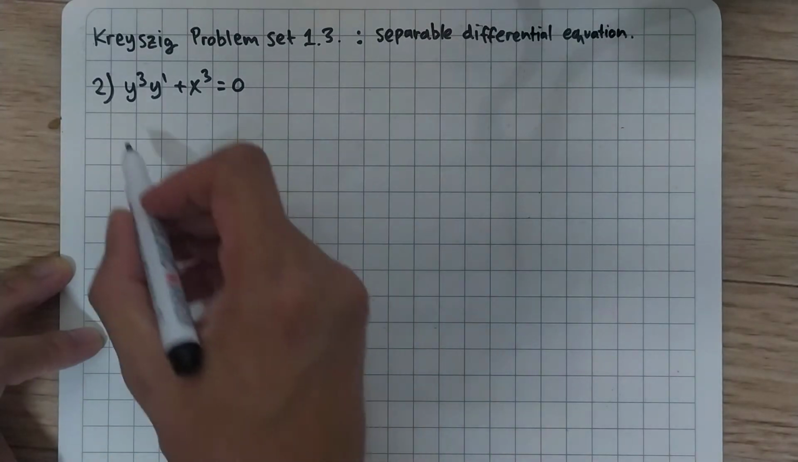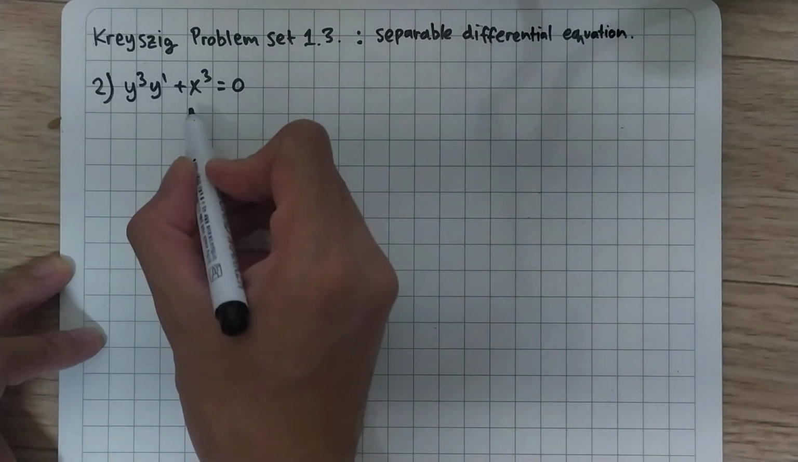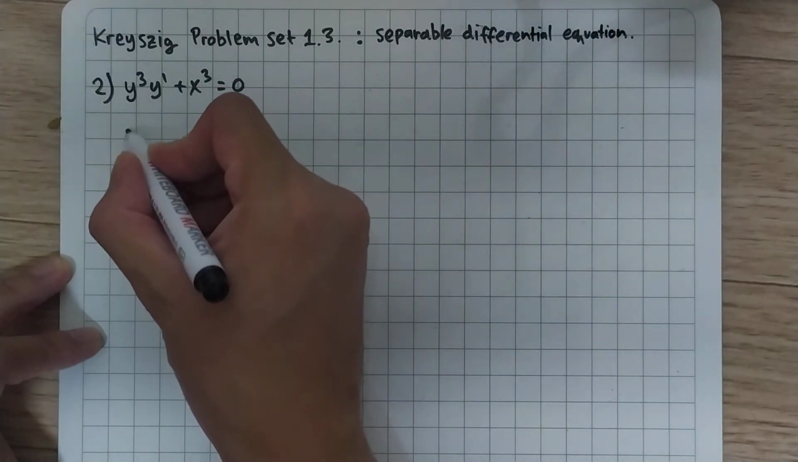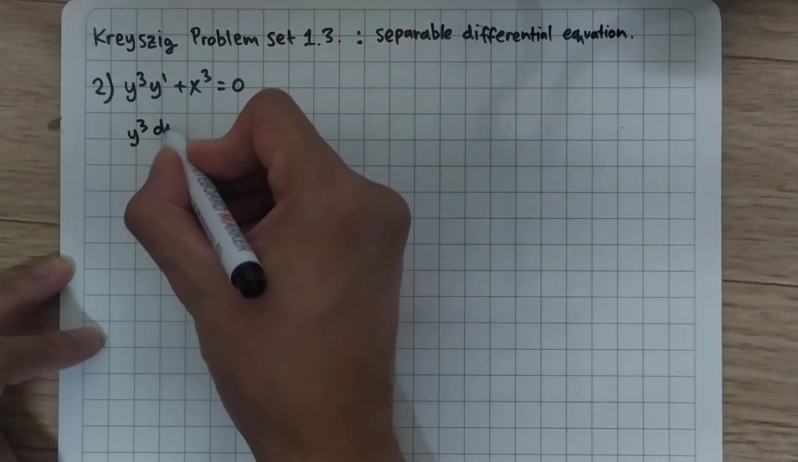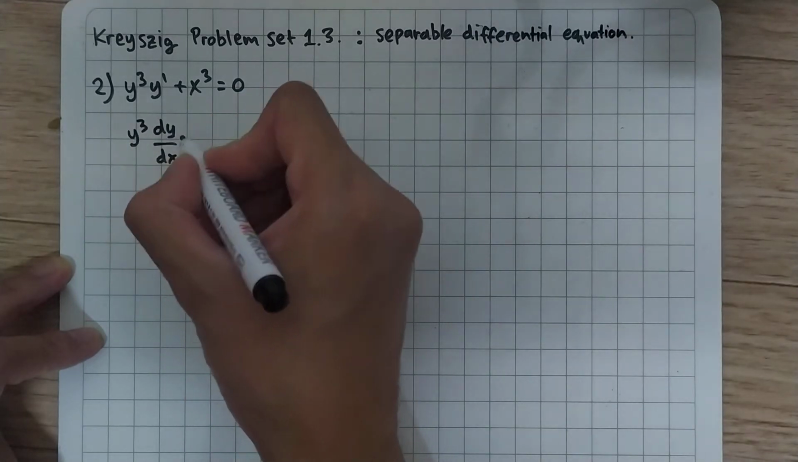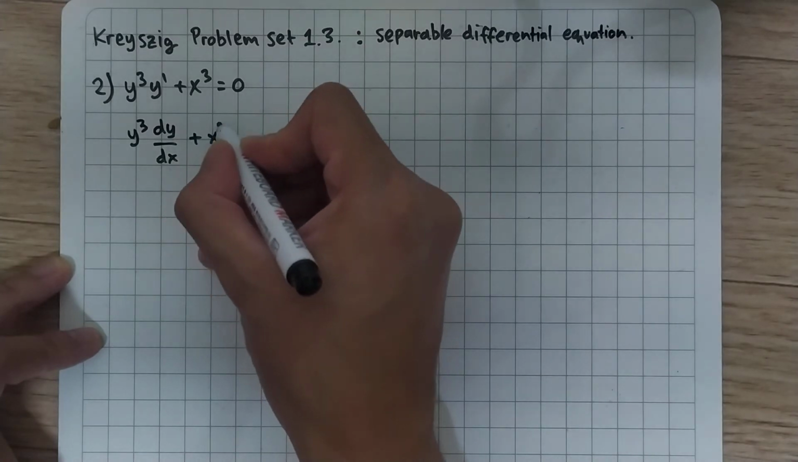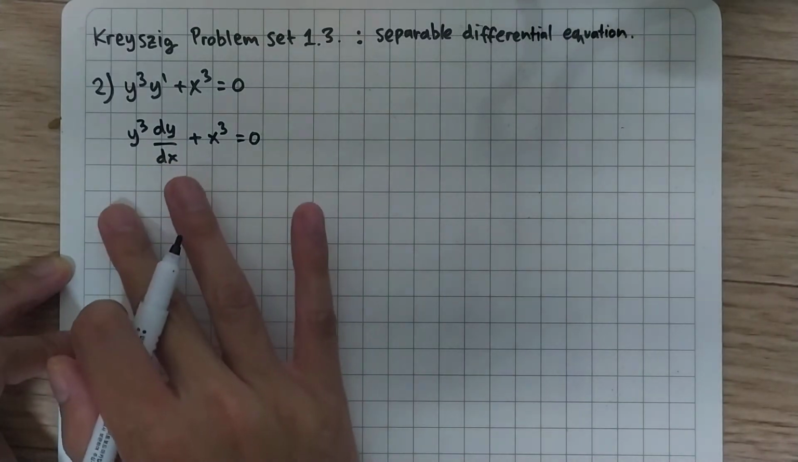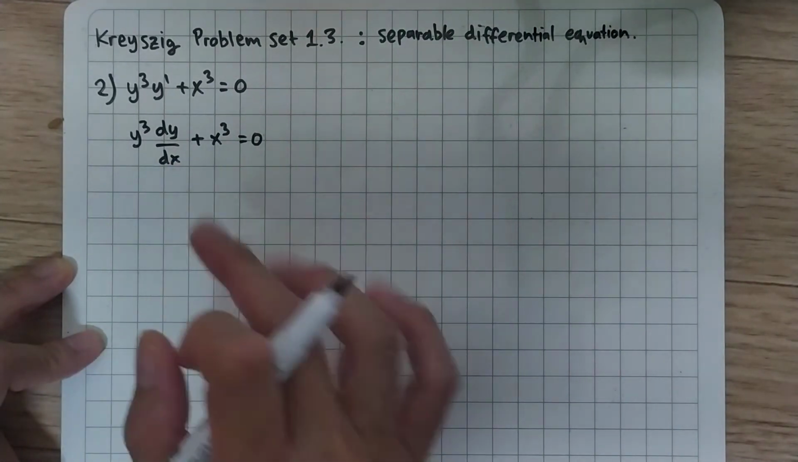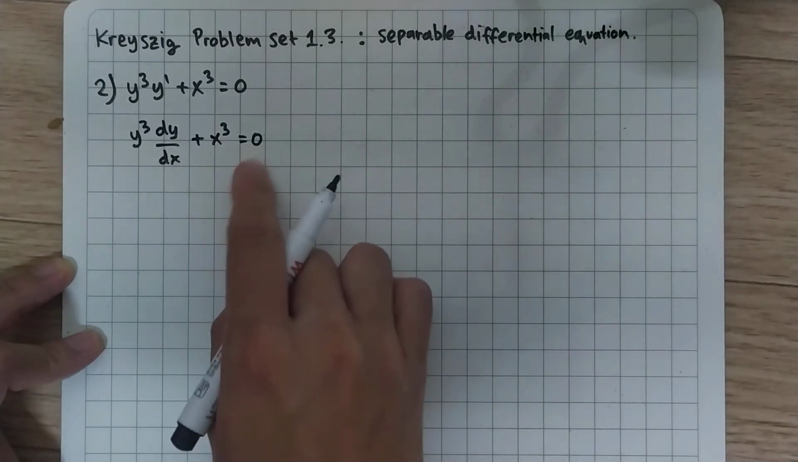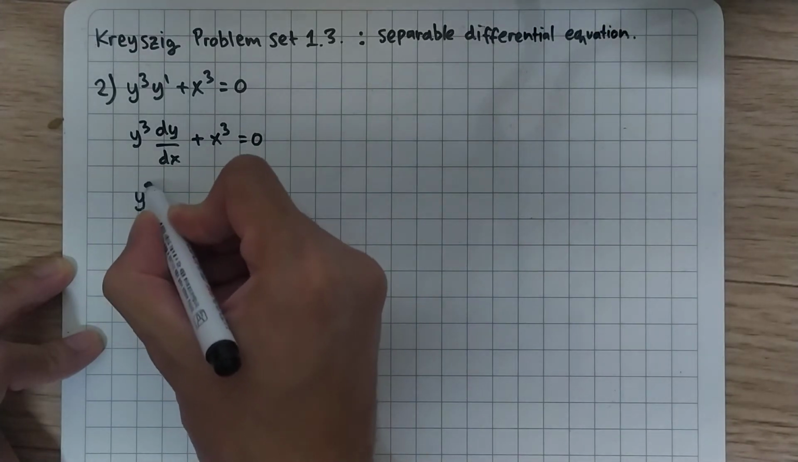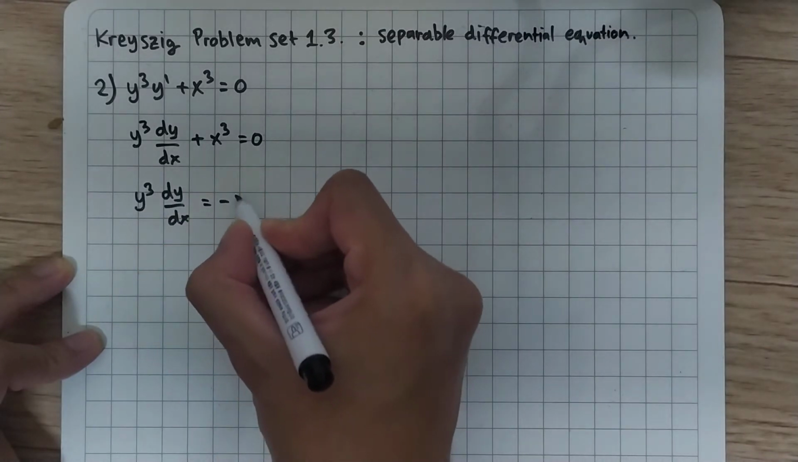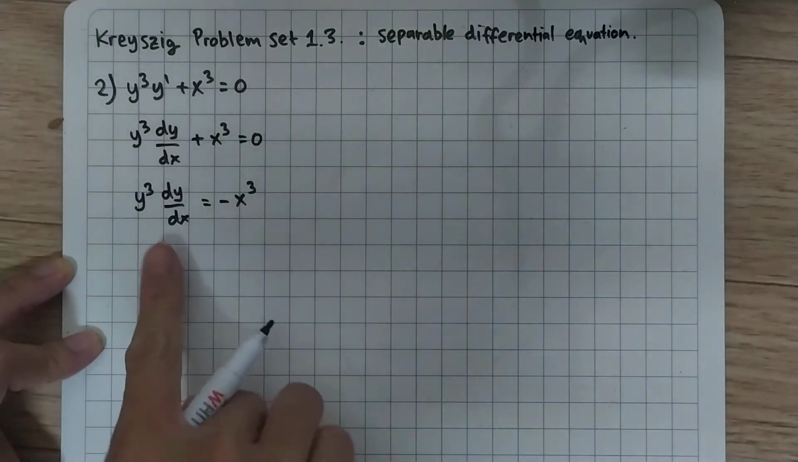hand side. So here we have this differential equation, and first step I will rewrite this y prime as dy/dx, because we can easily see where the y and the x is when we write in this form. Okay, now because we want to separate y to the left hand side and x to the right hand side, I want to move this x to the third power to the right hand side. So I will have y to the third power dy/dx is equal to minus x to the third power.